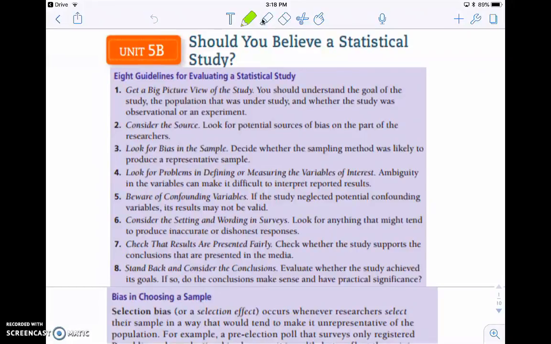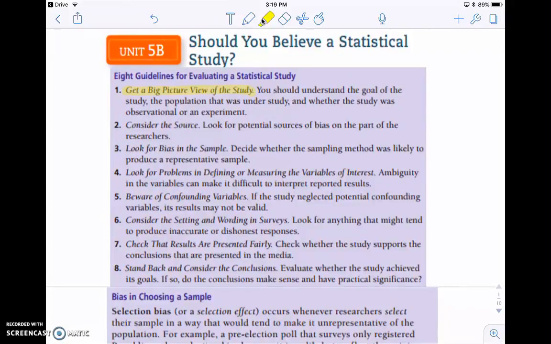And here are some of the steps, kind of the guidelines that we'll outline here for evaluating. First is to get a big picture view of the study. So you should be able to understand the goal of the study, the population that was being studied, and whether it was observational or an experiment. Those things should be evident to you in your first analysis. You should be able to get a big picture idea of the study.